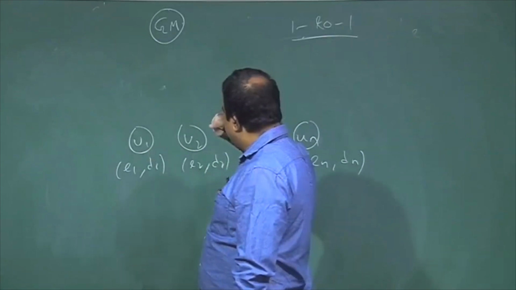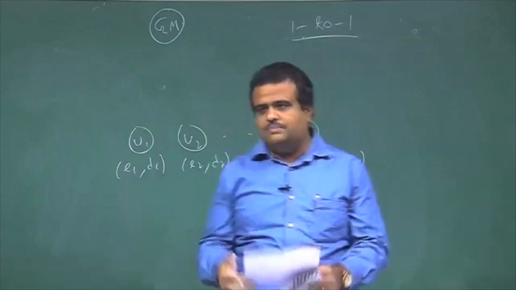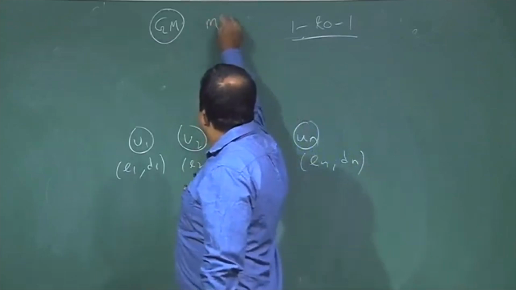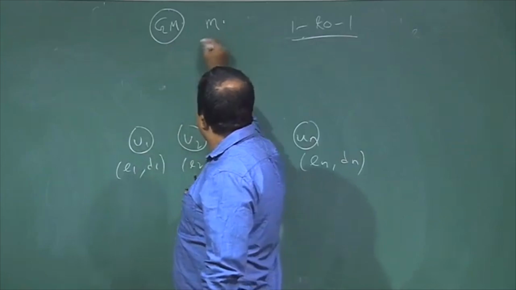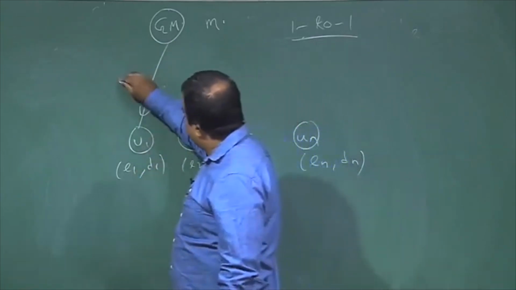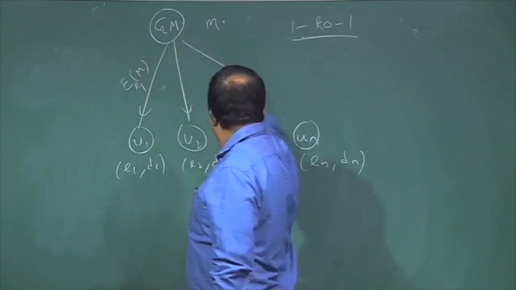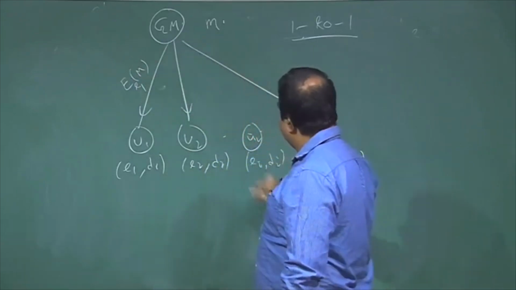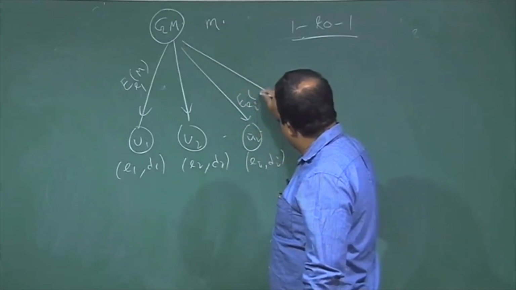Now, if some message has to be sent to U1, what do we do? In the normal public key, one-to-one encryption, suppose this is the message. We just encrypt it using the public key of U1 and send it to U1. So it is basically the encryption of M under E1. Similarly, for Ui, where Ei and Di are the corresponding public key and private key pair, it is basically the encryption of M under Ei.